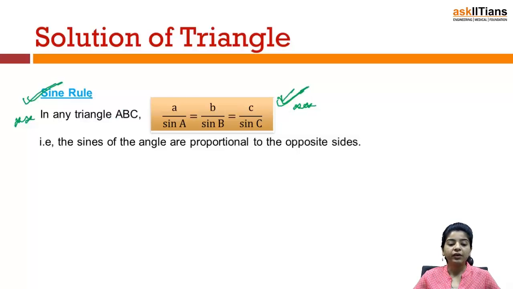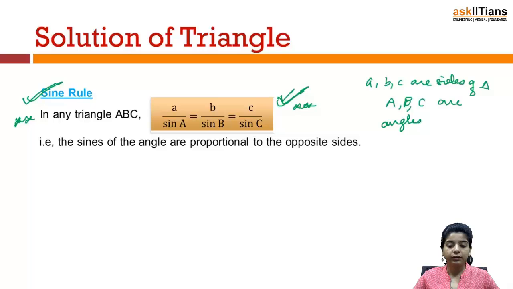So the sine rule says, in any triangle ABC, a by sine A is equal to b by sine B is equal to c by sine C, where a, b, c are the sides of the triangle and capital letters denote the angles. So A, B, C are the angles of the triangle, right?